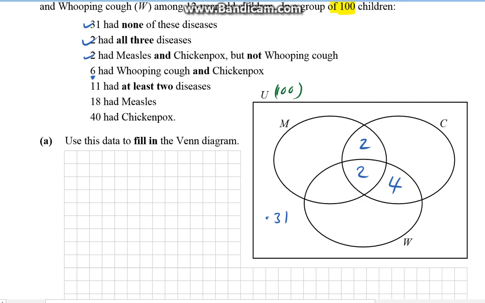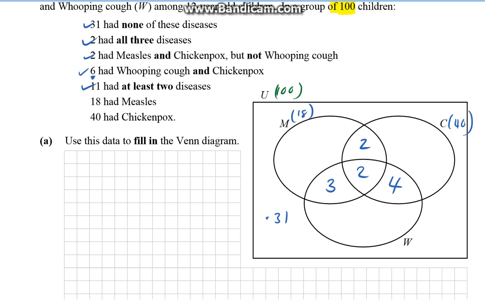And then it says 11 had at least 2 diseases. So let's tick this one off as well. 11 had at least 2 diseases, so that's the people who had 2 or 3. It's all them people in there. So 11. We had 2, 2 and 4, so that was 8 already. That meant there were 3 more, so they must have had measles and whooping cough. 18 had measles altogether. 40 had chickenpox. And they want us to fill in all that information on the Venn diagram.